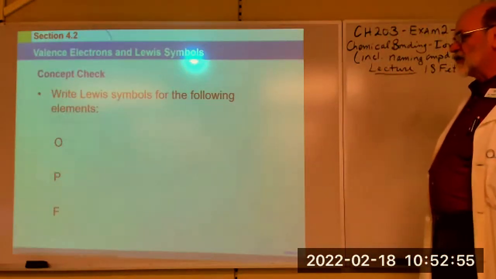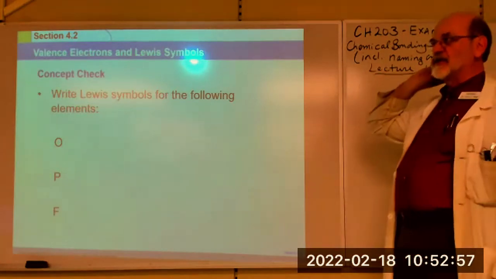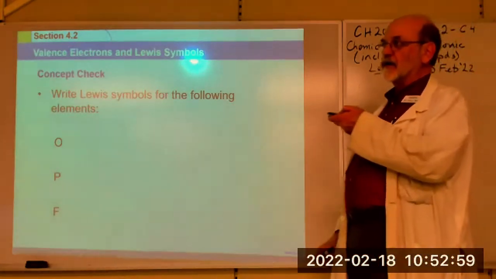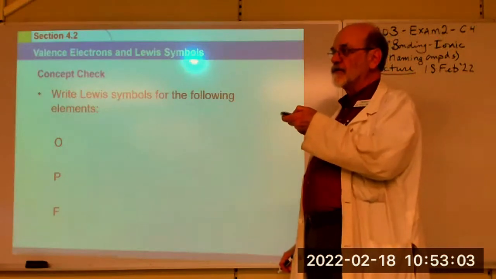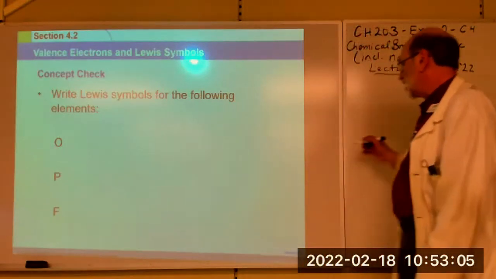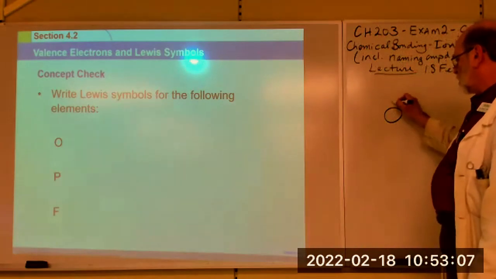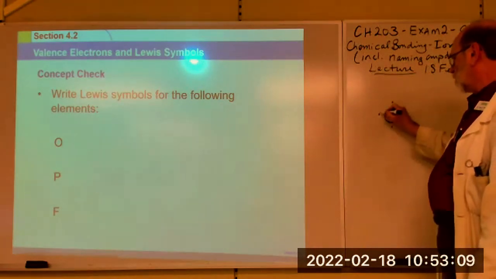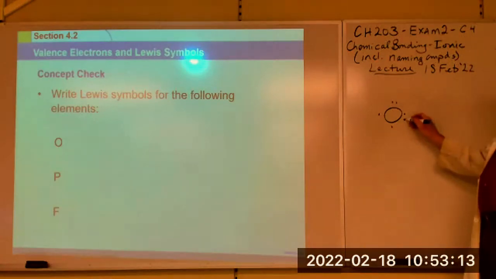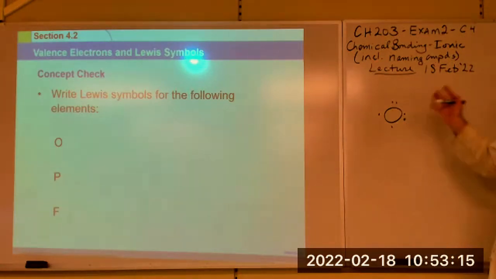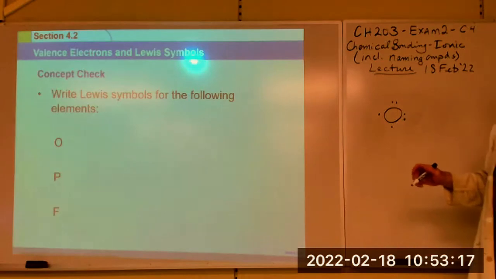How about the Lewis dot structure for these elements? Oxygen, where is oxygen? Oxygen is right here. So it has 2, 1, 2, 3, 4, 5, 6. Oxygen has 6. So 1, 2, 3, 4, 5, 6. Okay. So what does that tell you about its reactivity?